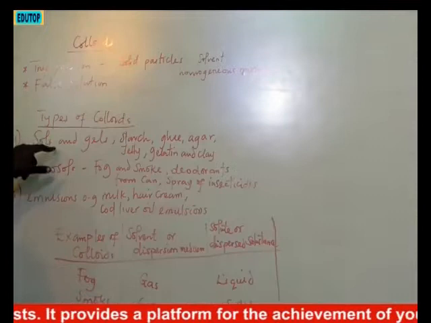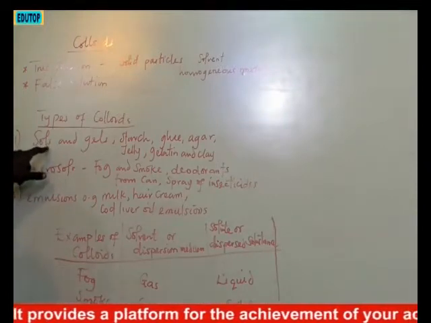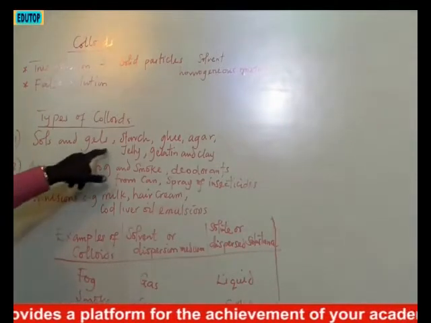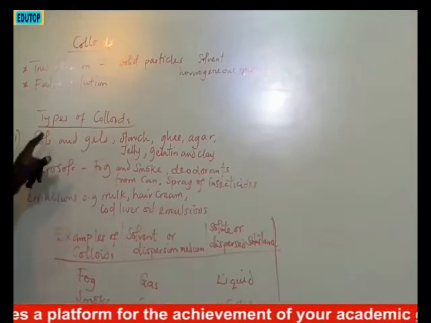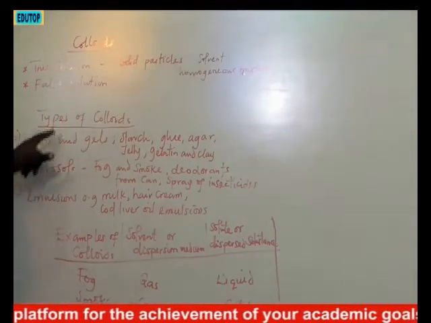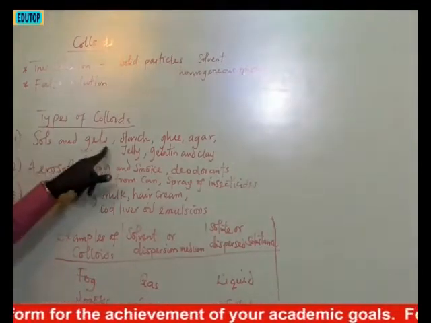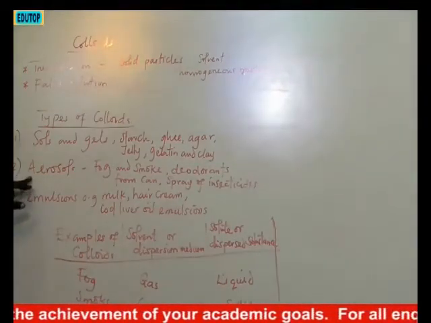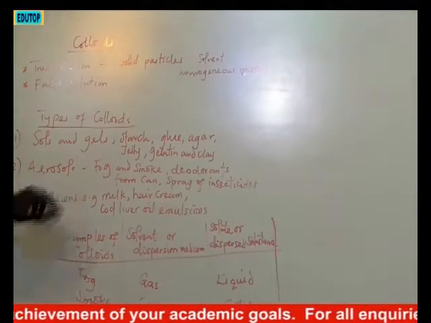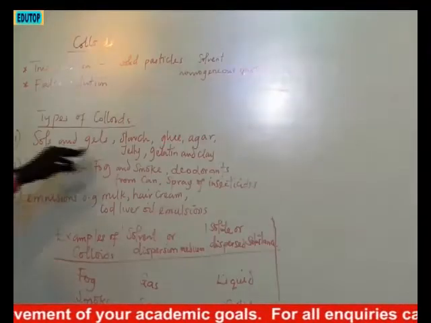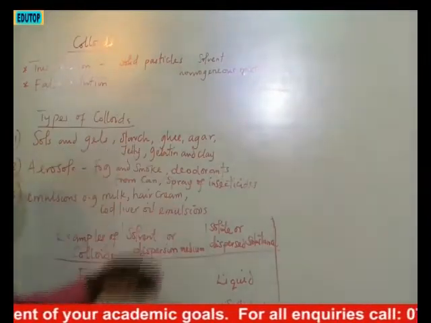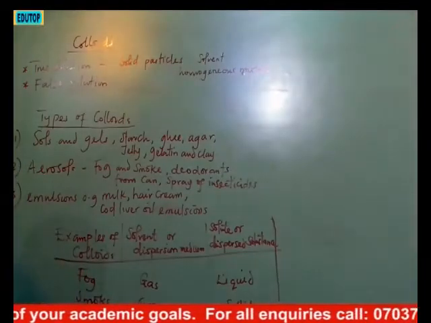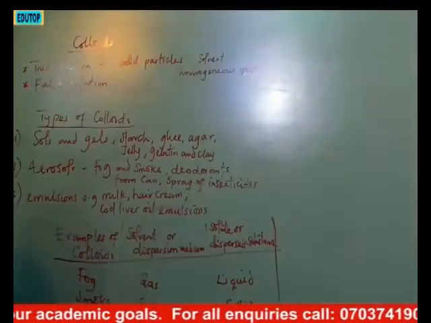So solid particles being dispersed in a liquid medium. That is what is happening there. But when it has now solidified, then it becomes gels. Then in the case of gels, examples include starch, glue, agar, jelly, gelatin, and clay.